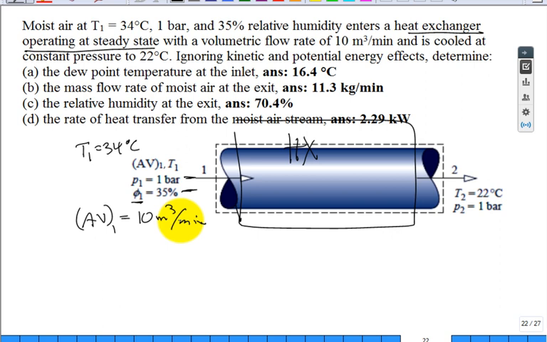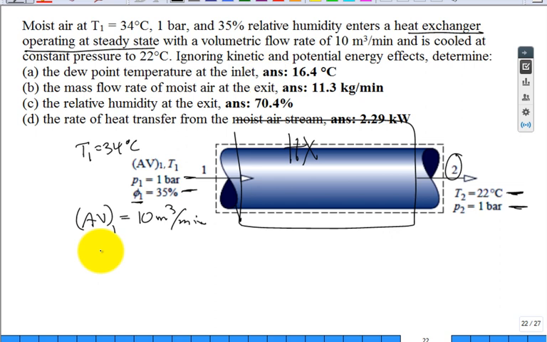Isn't that a good volumetric flow rate? And so AV, not area times volume, but area times speed, gives you a volumetric flow rate. I think that's consistent with a lot of fluid mechanics notation. All right. It is cooled and it exits at 22 degrees C at state 2 and a 1 bar pressure. Okay, ignore the kinetic and potential energy effects. Determine the dew point temperature at the inlet.